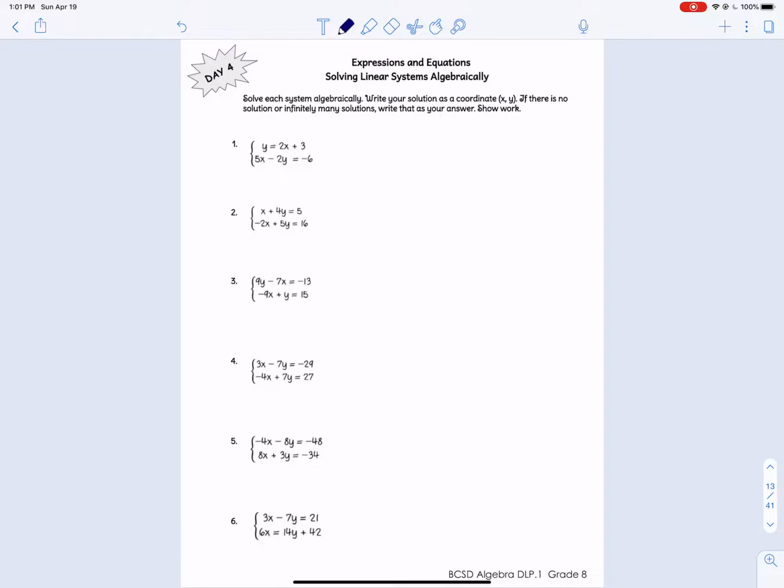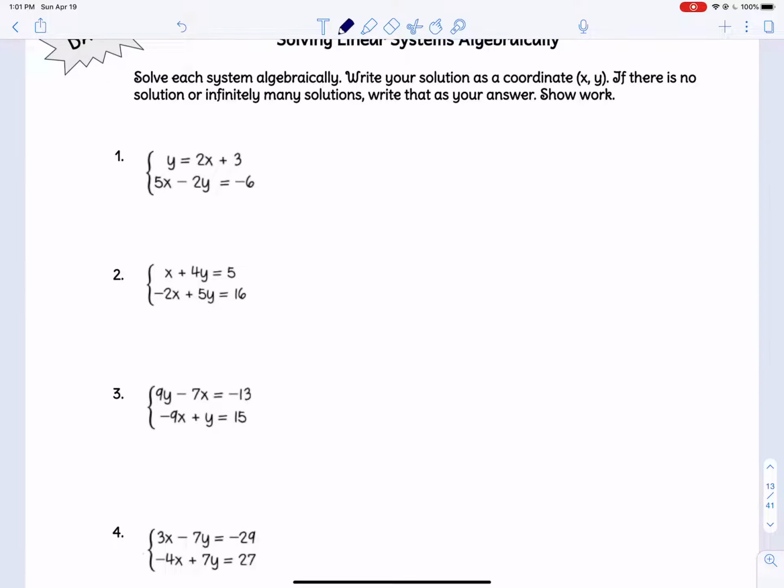I'm going to go with number 1 first. So anytime I see y equals, that's going to kind of push me to using substitution. So I'm going to take all of this and I'm going to bring it down into this equation and replace this y with 2x plus 3. So I'm going to rewrite this second equation. So we have 5x minus 2 times 2x plus 3 equals negative 6. So I just rewrote the second equation, but instead of y, I put in what y equals from the first equation.